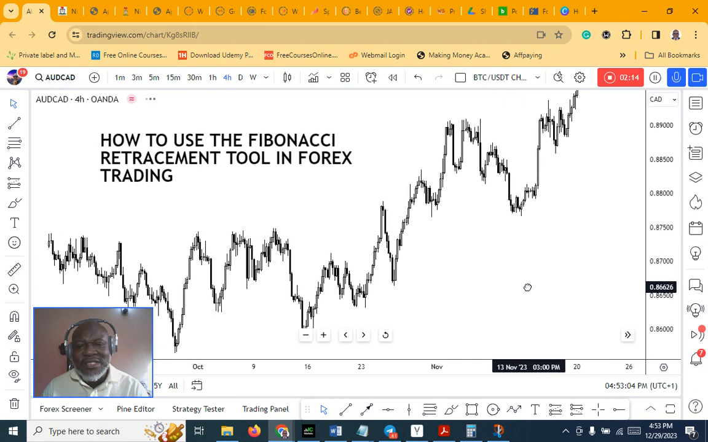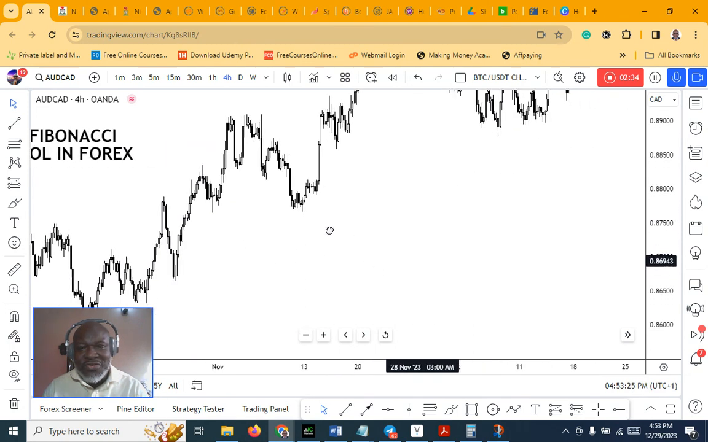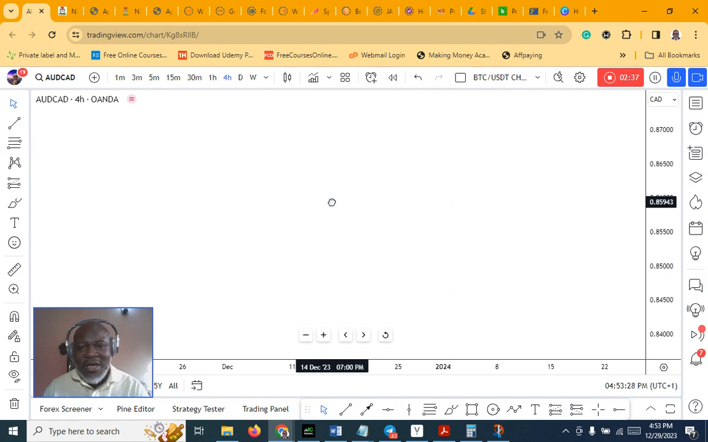So how do we start here? The Fibonacci retracement tool is a freely available technical indicator in all the trading applications. For TradingView, if you come to the left-hand side, you're going to see the tool here. So what you do is you just grab it and apply it to the chart. But before we go to that particular demonstration, I'm going to show us what exactly retracement means.